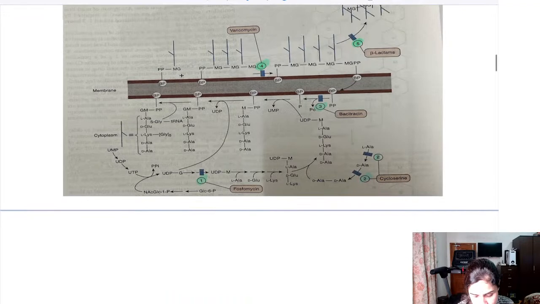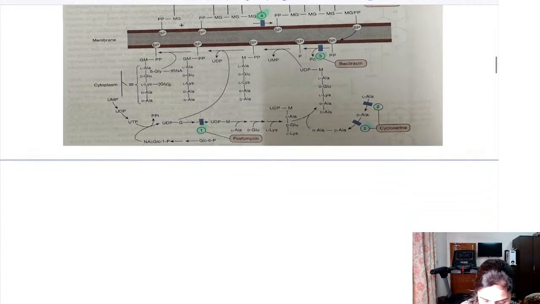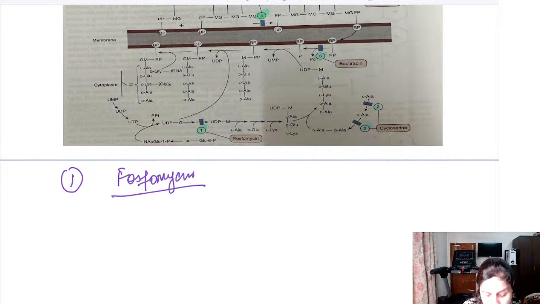So let's go to first, fosfomycin. Okay, fosfomycin, we'll try and see what happens in fosfomycin. That's the first site. So what does fosfomycin do?